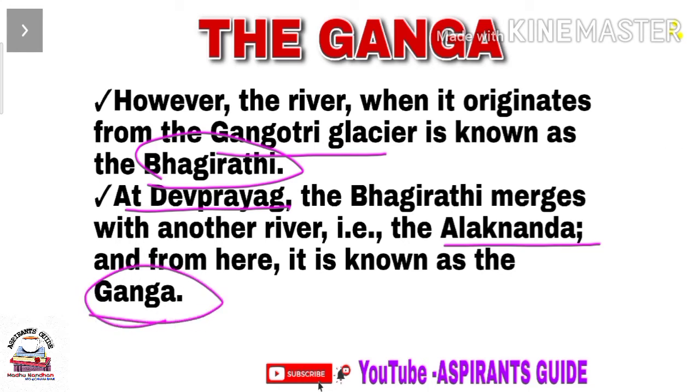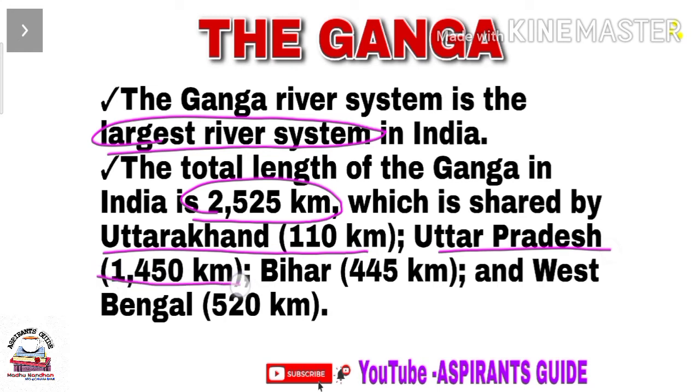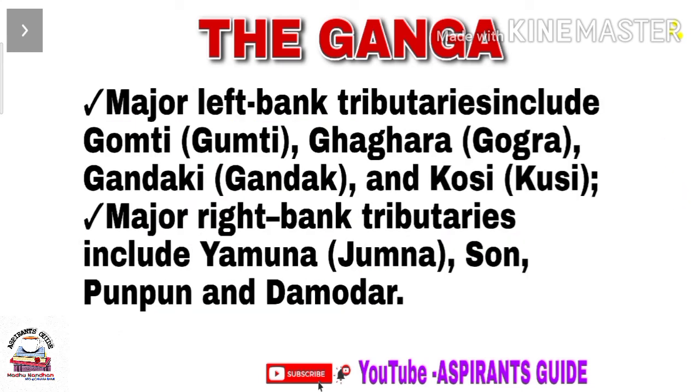And this Ganga river system is the largest river system in India with a total length of 2525 kilometers, where it is shared by Uttarakhand for about 110 kilometers, Uttar Pradesh about 1450 kilometers, Bihar 445 and West Bengal 520 kilometers.